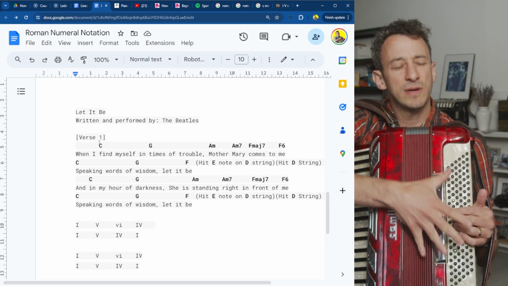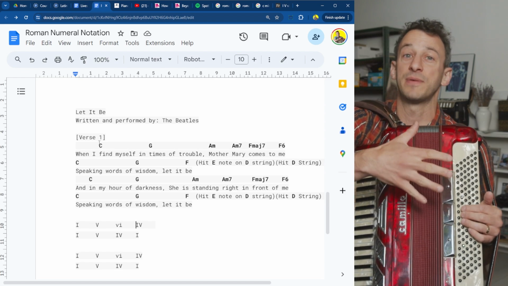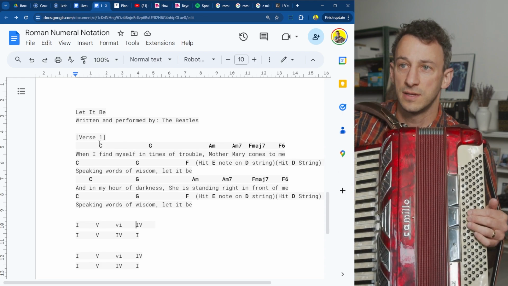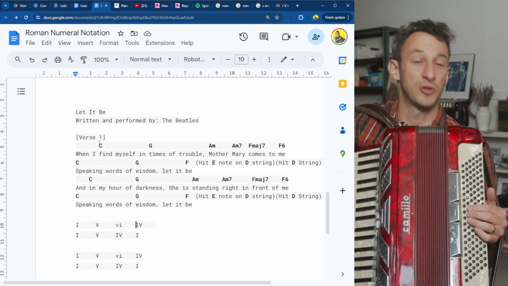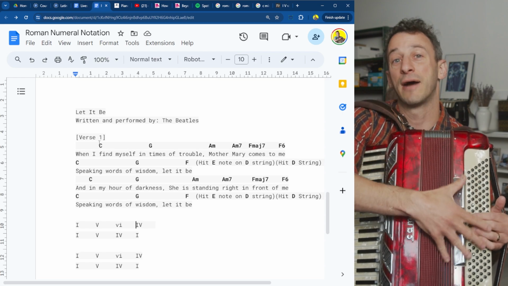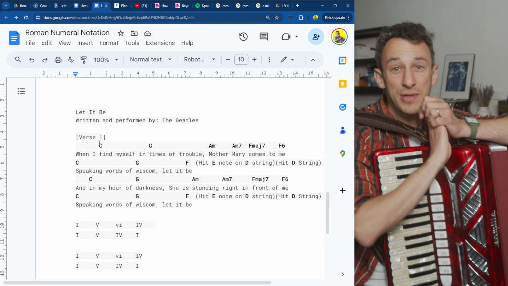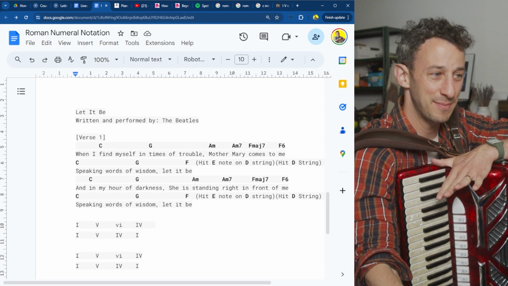So again, there's so much power in the Stradella bass system, being able to understand numeral notation, Roman numeral notation, being able to understand how songs are structured. I'll leave you with that. If you have any questions, let me know.